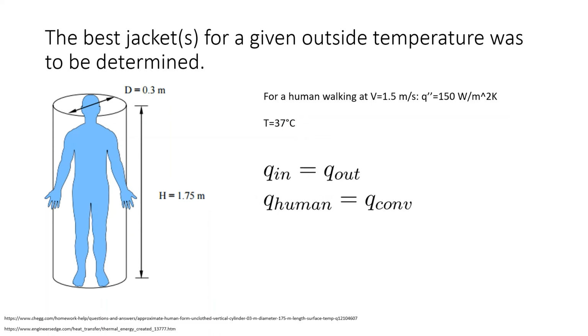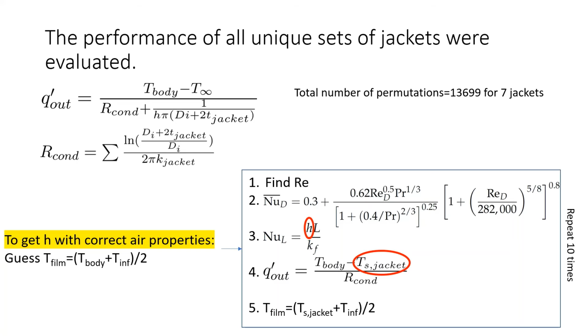We wanted to keep the person at a constant 37 degrees Celsius, and so we assumed steady state conditions. We also assumed that there was no energy stored in the jacket, so all the heat that was produced by the person would have to go out through convection. We also neglected radiation and assumed that the air outside was still. We wanted to find how much heat is being lost to conduction from all possible combinations of jackets.